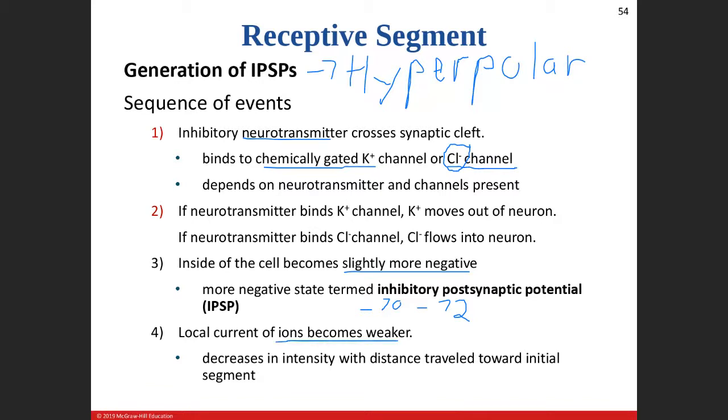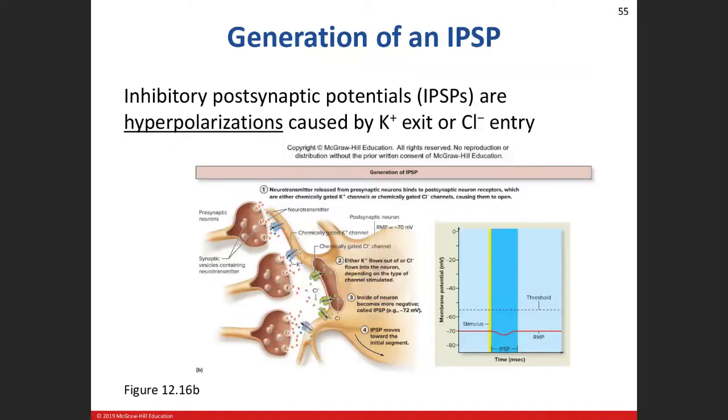Just like when you threw your rock into the water, the ripples got weaker and smaller the further away from where you threw it in. And that's what will happen. The further the distance this IPSP has to travel, the weaker and weaker it's going to become. If it's strong enough to get to the negative 55 millivolt threshold, that's great, but if it's not, nothing's going to happen. So that's what we see in this diagram here.